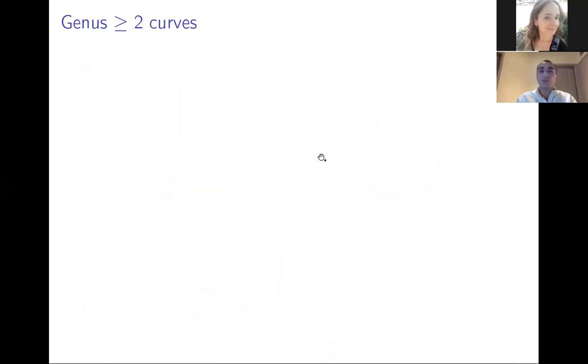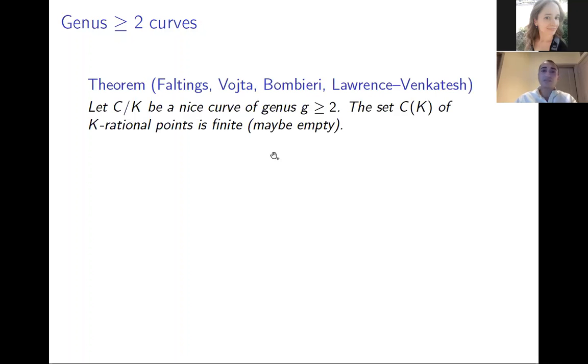So moving on, what about curves of genus greater than or equal to 2? Well, we have this amazing theorem, first proved by Faltings, and then another proof was given by Vojta, which was simplified a bit by Bombieri, and recently there's been another proof by Lawrence and Venkatesh. So if you can prove the same theorem 4 times over, you're doing a good job. It says that if we have a nice curve of genus g greater than or equal to 2, then the set of K-rational points is finite and might be empty.